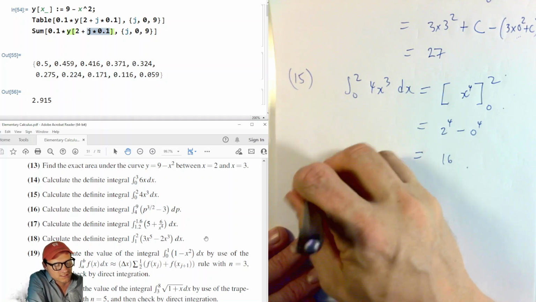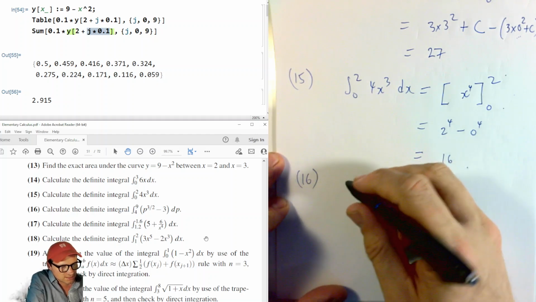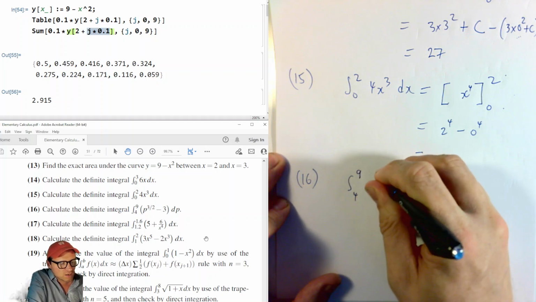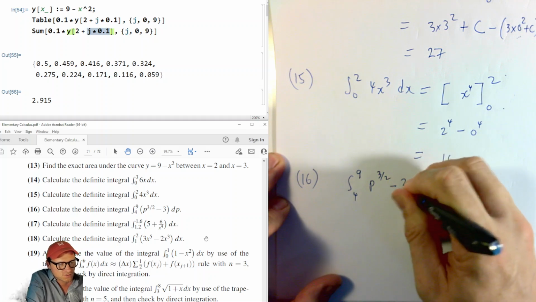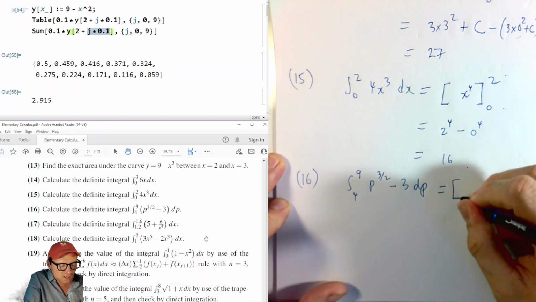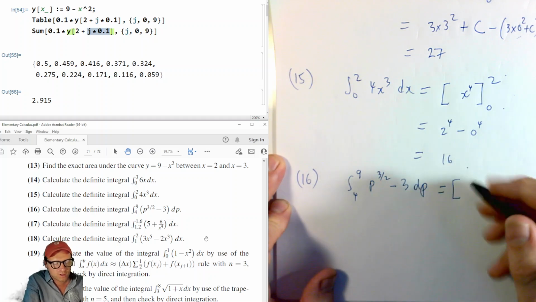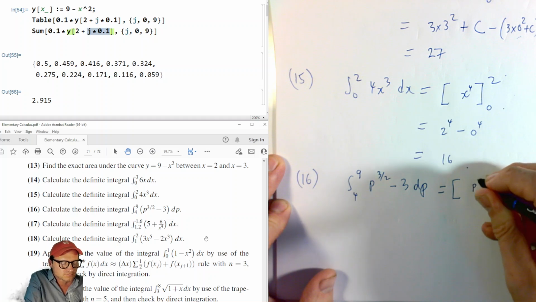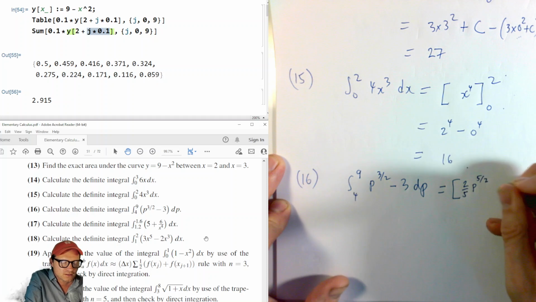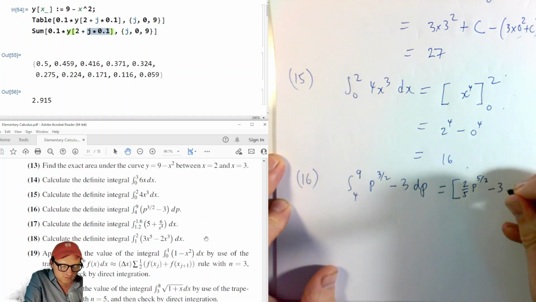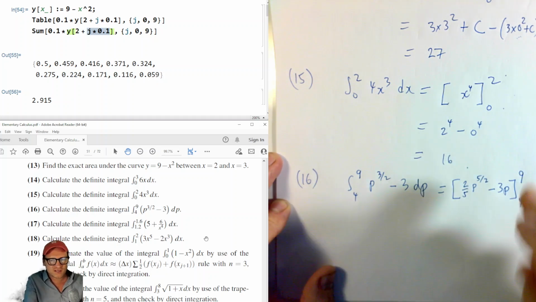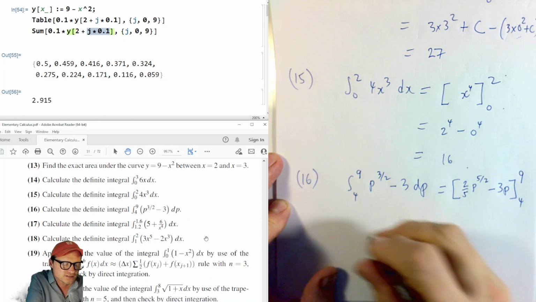Okay, question 16. Calculate the definite integral from 4 to 9, p to the power of 3 over 2 minus 3 with respect to p. Okay, adding 1 to the exponent, 3 halves plus 1 is 5 halves. 1 over 5 halves is 2/5. Integrating minus 3 gives minus 3p. This is from 4 to 9. Okay, we sub in the 9, we sub in the 4, take a difference.